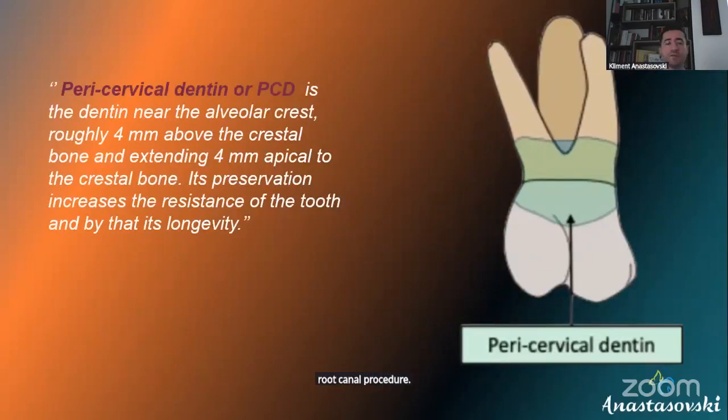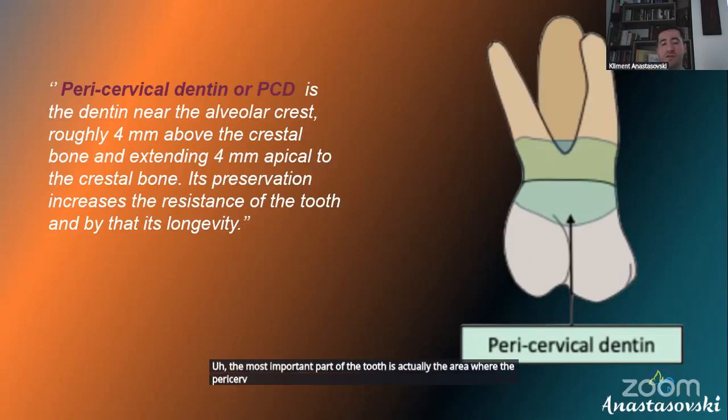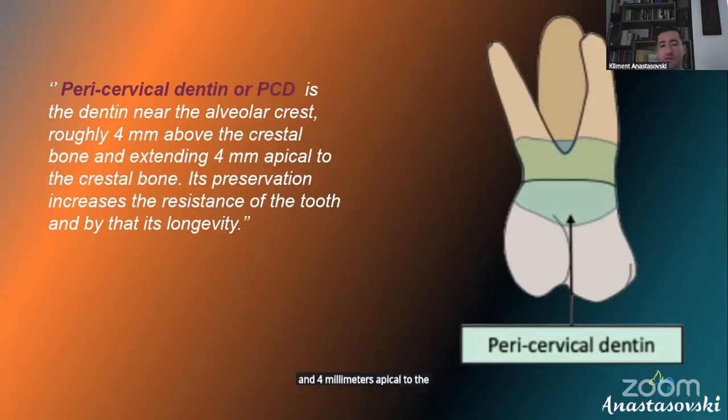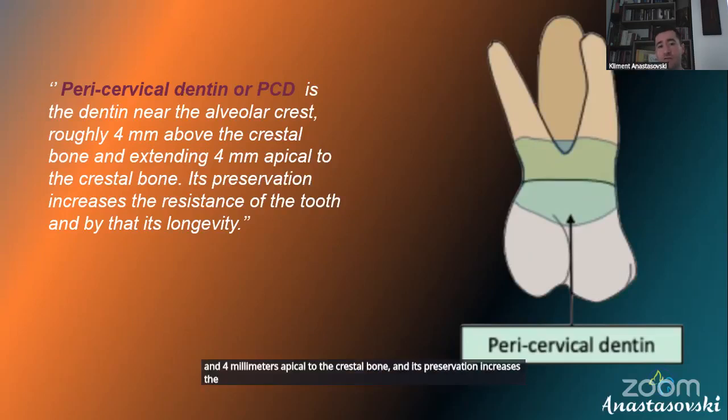When we are talking about minimally invasive endodontics, the most important part of the tooth is actually the area where the pericervical dentin is present, or the area that is roughly 4 millimeters above the crestal bone and 4 millimeters apical to the crestal bone, and its preservation increases the resistance of the tooth, and by that its longevity.